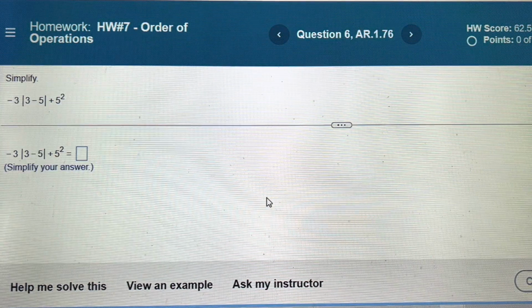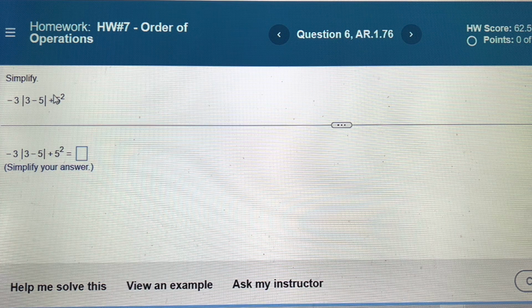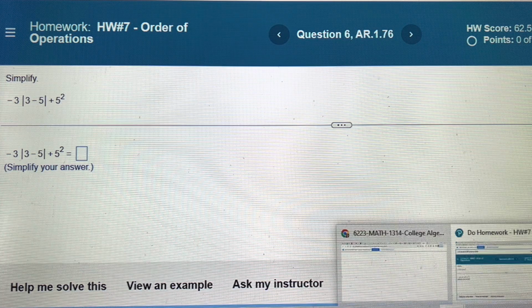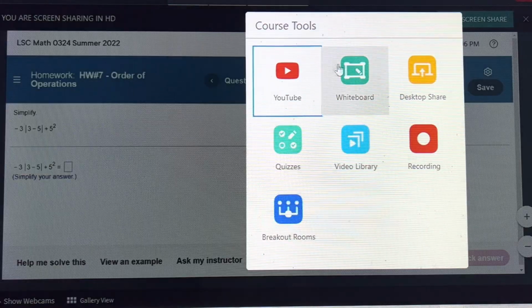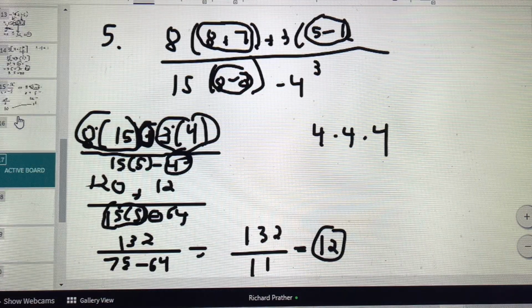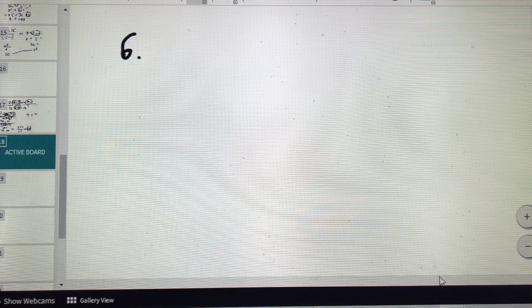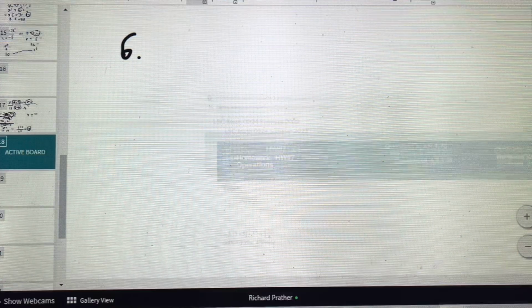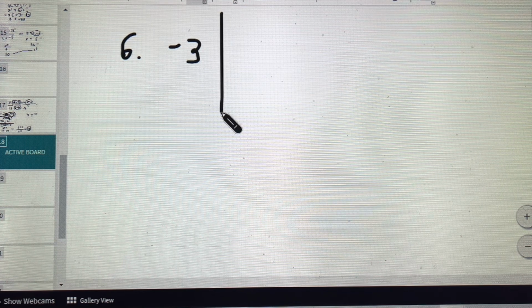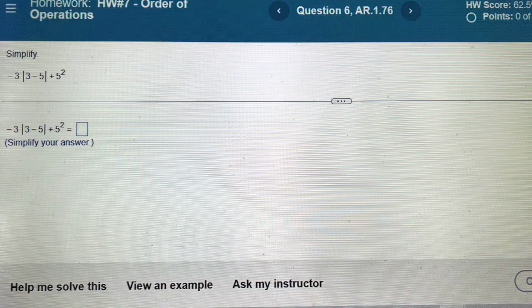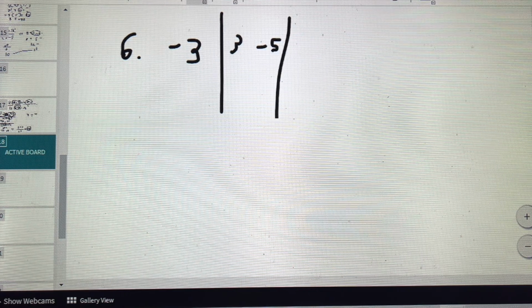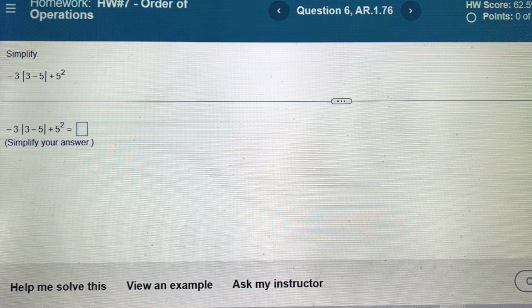Okay, here's something you haven't seen yet. If you put bars around stuff, vertical bars, that's called absolute value. But it acts like a parenthesis, so you will do that part first. But it has its own rule about how it gets simplified to the final result. Number 6. -3, absolute value, 3 minus 5, plus 5 squared.